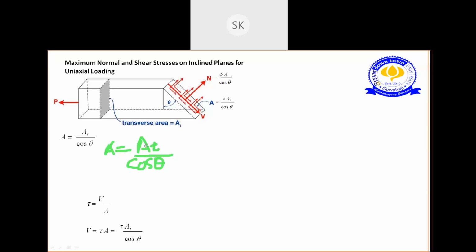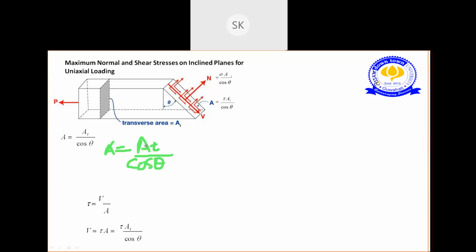So we'll write AT and this cos theta will go upwards. Now our N will be, by cross multiplication, this AT will go here. So we will get sigma AT by cos theta. So this is our N. N is equal to sigma AT by cos theta. This part is clear? How we got N equals sigma AT by cos theta.